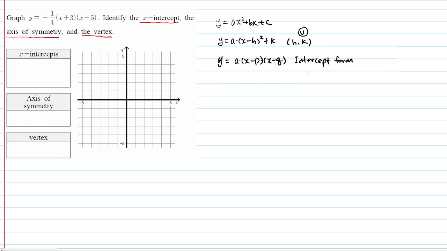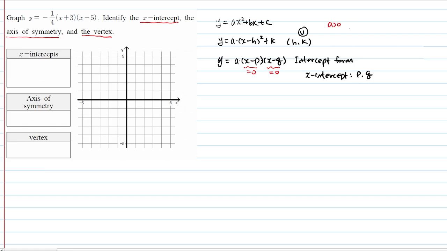where the x-intercepts are p and q. How did we find this? By setting the second one equal to 0. Now again, the vertex form, you don't have to worry about it.